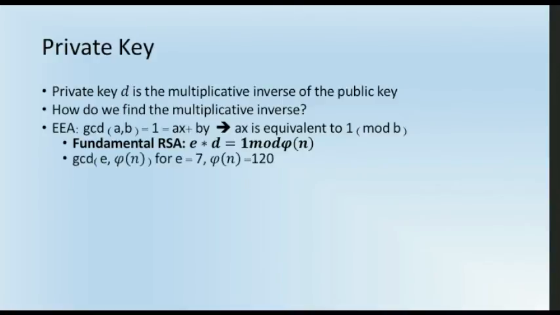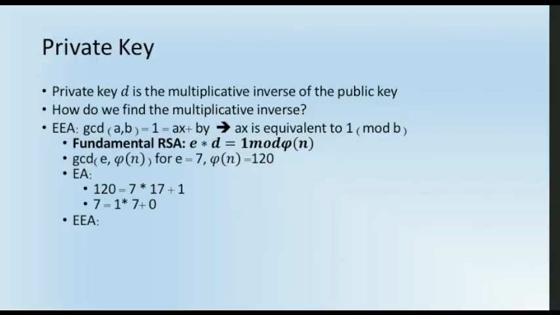So, given that our public key E equals 7 and our totient is 120, we want the GCD of E and our totient. We first have to use Euclid's algorithm, where the GCD of two integers can be found by repeated application of the division algorithm. So what we do is essentially repeatedly rewrite the GCD of 120, 7 as the GCD of 7, 1, eventually finding out that the GCD is 1.